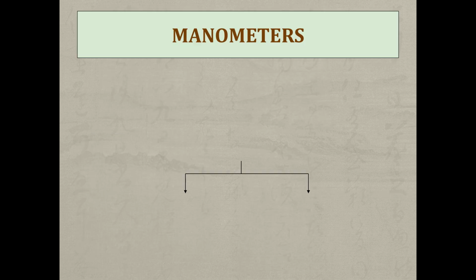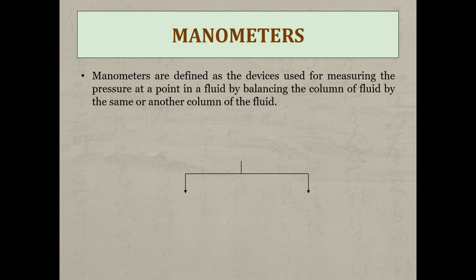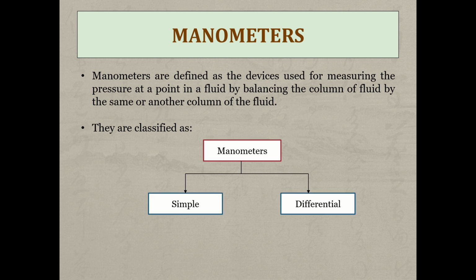Coming to manometers. Manometers are also devices which are used to calculate fluid pressure at a point, but by balancing the column of fluid by the same, that is, the column will be open to the atmosphere, or by another column of the fluid. Manometers are classified into two types. We have simple manometers and differential manometers.